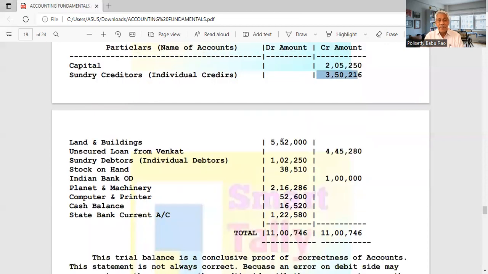Then land and building, it is an asset. Asset means debit, what comes in. It is with us, that means it is a debit balance. It is with us unless it is sold out. So the debit will be as it is. So land and buildings, debit balance.